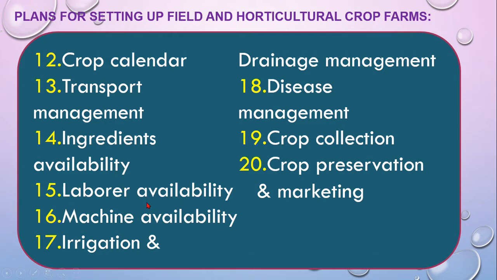Labor availability as well. If there is no labor near the farm, then who will do the activities in the farm? Then machine availability as well, like tractor, country plow, or this type of machine, which have to be available near the farm. Then irrigation and drainage management. Proper irrigation and drainage need to be planned before starting a field crop or horticulture crop farm.